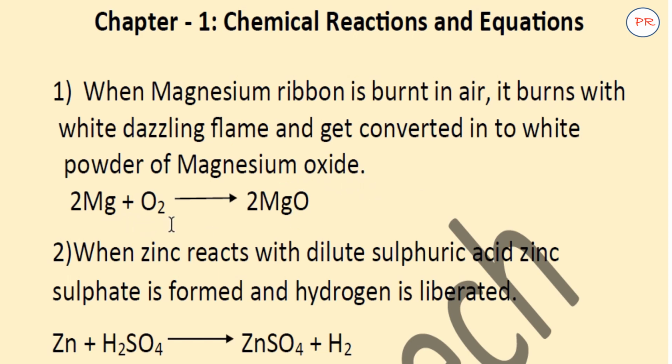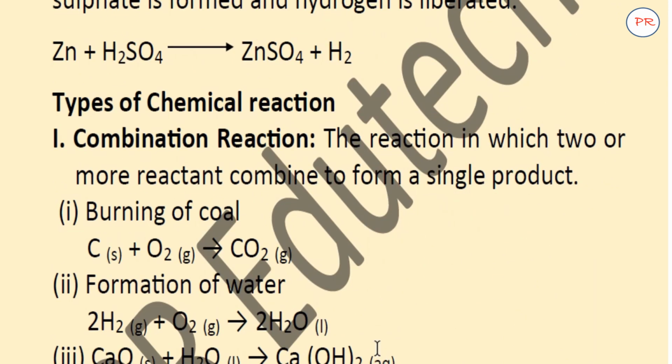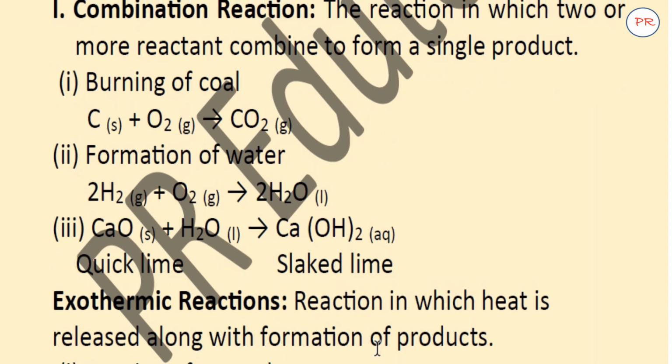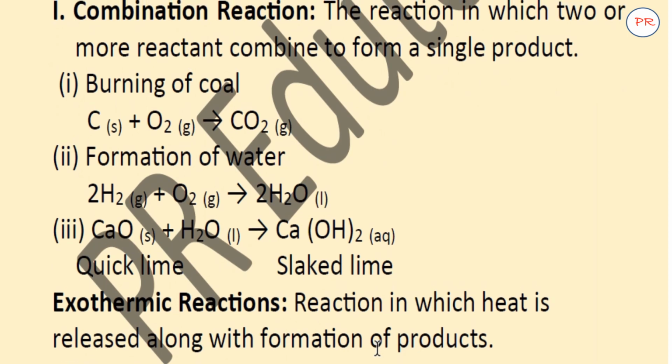2 Mg plus O2 gives you 2 MgO. Second reaction, when zinc reacts with dilute sulfuric acid, zinc sulfate is formed and hydrogen is liberated. Zn plus H2SO4 gives you ZnSO4 plus H2. Then types of chemical reaction. There are 5 different types which you have to remember along with the different reactions.